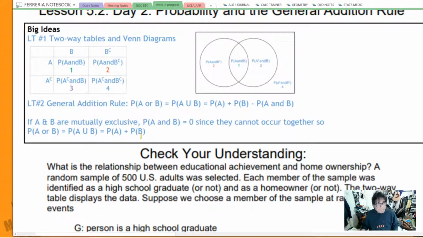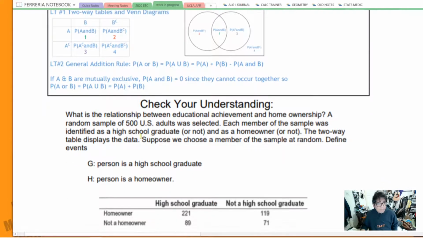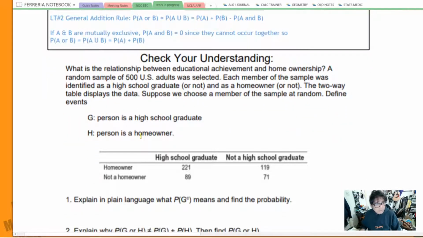So let's see if we can put these rules into use with our check your understanding. What is the relationship between educational achievement and home ownership? A random sample of 500 U.S. adults was selected. Each member of the sample was identified as a high school graduate or not, and a homeowner or not. So the two-way table displays the data, and suppose that we choose a person at random. We'll define G to be a person is a high school graduate and H to be a homeowner.